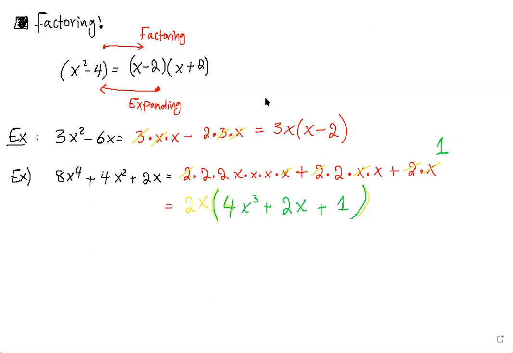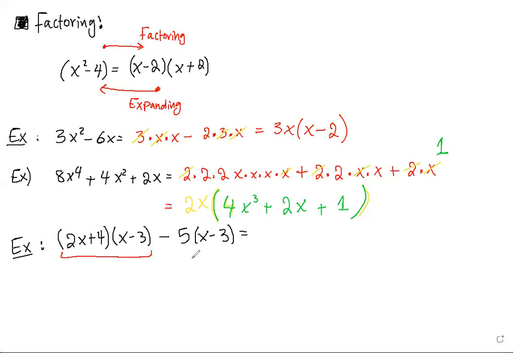Now let me give you another example. Factor this one: 2x plus 4 times x minus 3, minus 5 times x minus 3. How can we do this one? Who has any idea? What's the greatest common factor between this term and the second term? x minus 3. This is the greatest common.